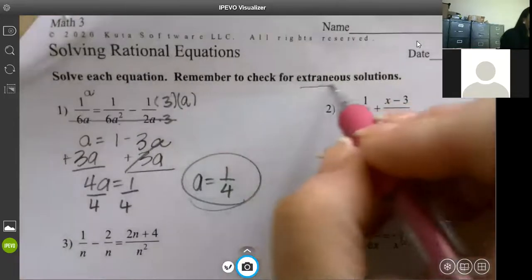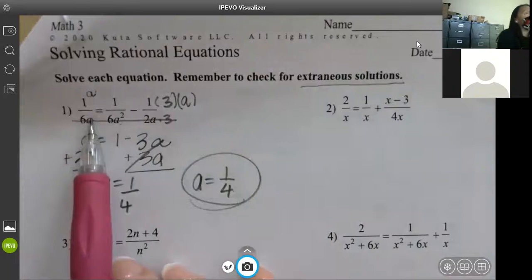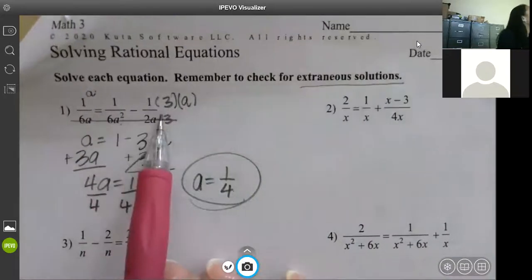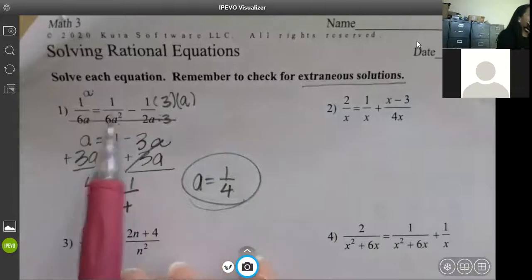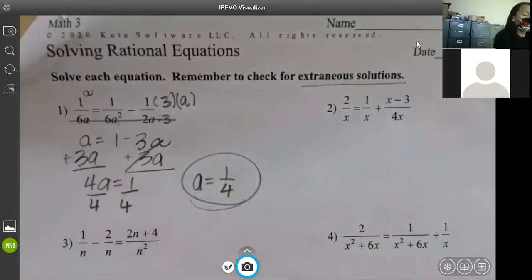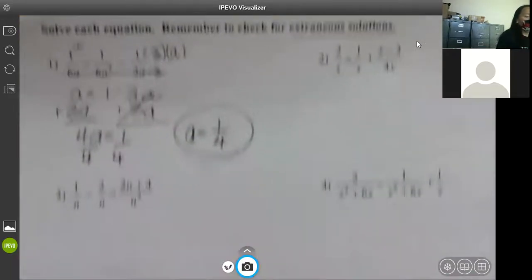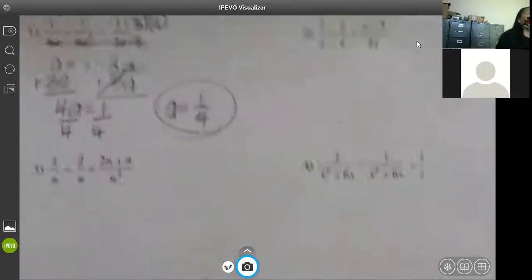It says at the top to remember to check for extraneous solutions. We would have to plug this in where an A is and make sure it doesn't make a 0, just like we did in the very beginning, okay? So 6 times 1/4 is not a 0. 6 times 1/4 squared is not a 0. So this one is good. The only time you typically have extraneous solutions is if you get 0 for an answer or ones that have pluses and minuses in the bottom. So those are the ones that you really have to check.